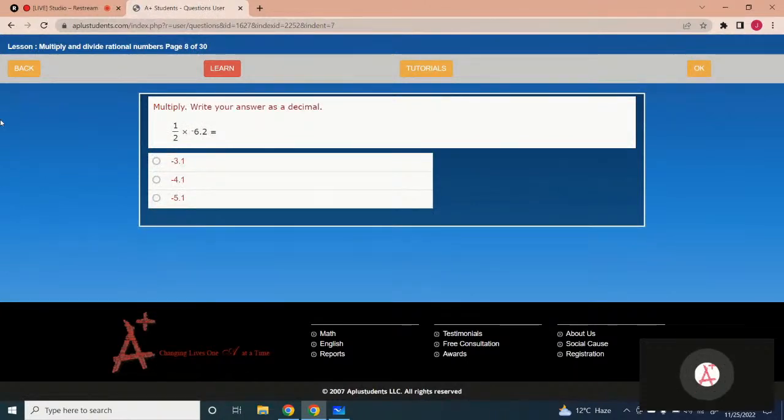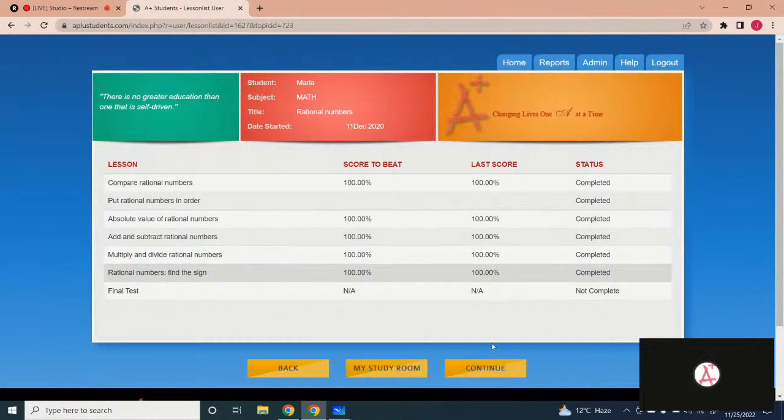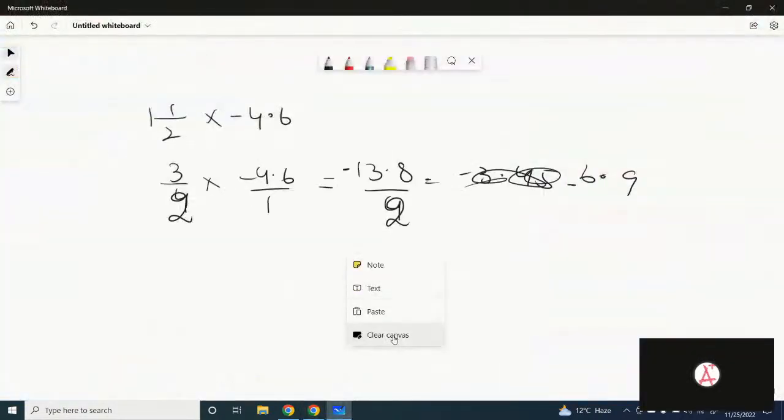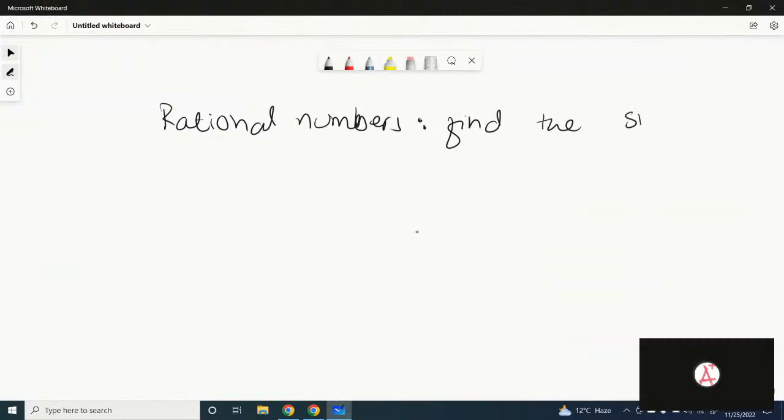Okay, you can complete the test by yourself later today. Let me just move on to the next topic. The next topic is rational numbers: find the sign. Let me write down the lesson name. Rational numbers. Find the sign.